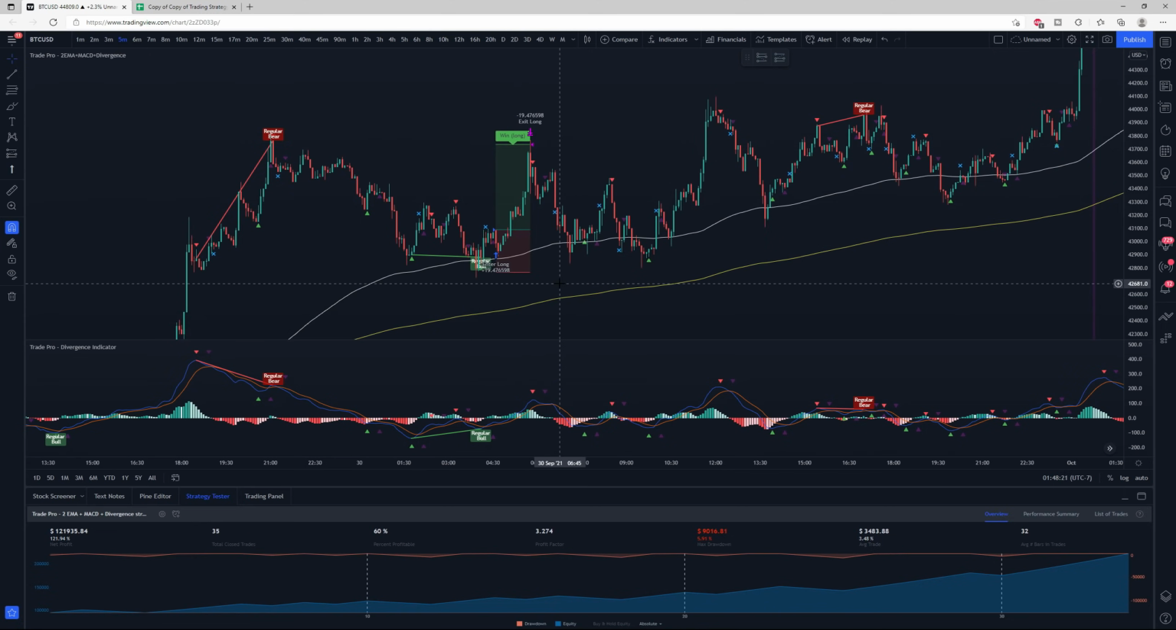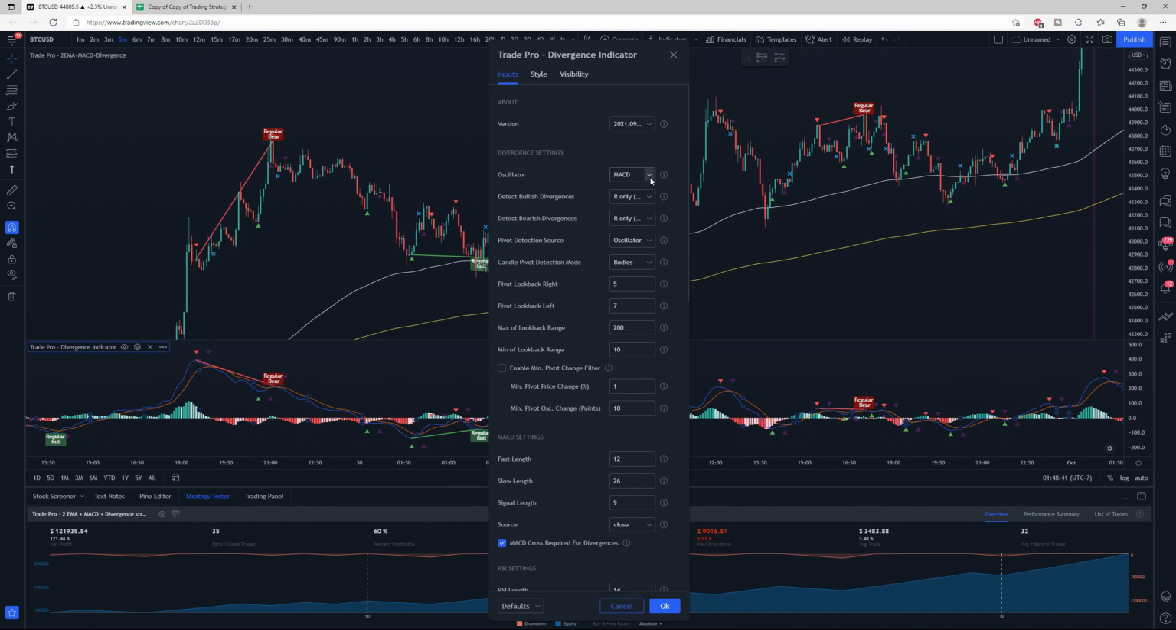So just make sure you double check whenever you get a signal from it that the conditions are actually being met on the MACD. All right. Now let's get into the indicators and settings. This one here is separate from what you're seeing up on the actual chart. This one can be used with a bunch of different indicators.